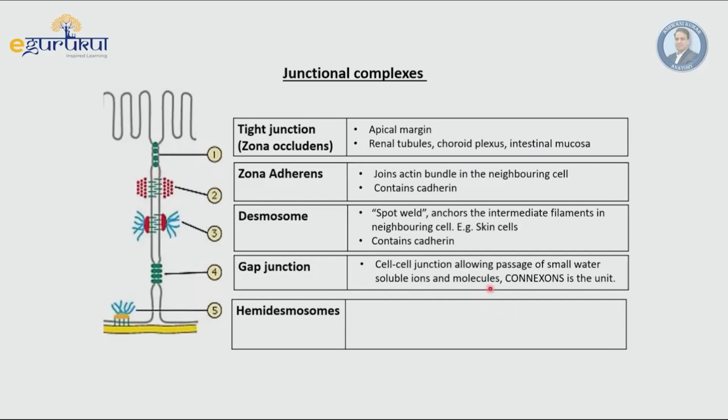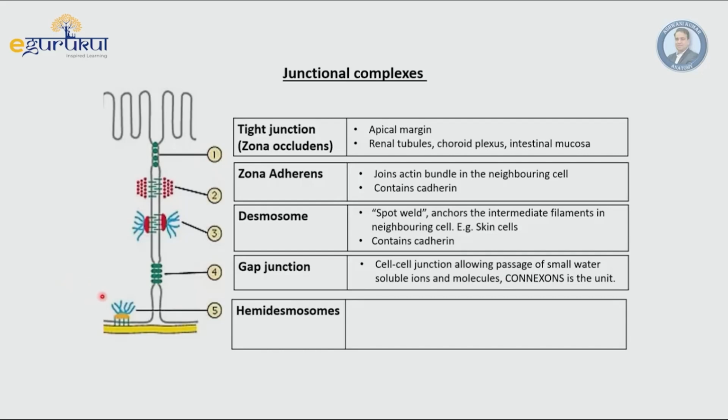Another important question here is: what is the unit for the gap junction? That is called a connexon. It is usually made up of 6 subunits, and we call it a connexon, which is the connecting protein here. And then coming to the hemidesmosome.